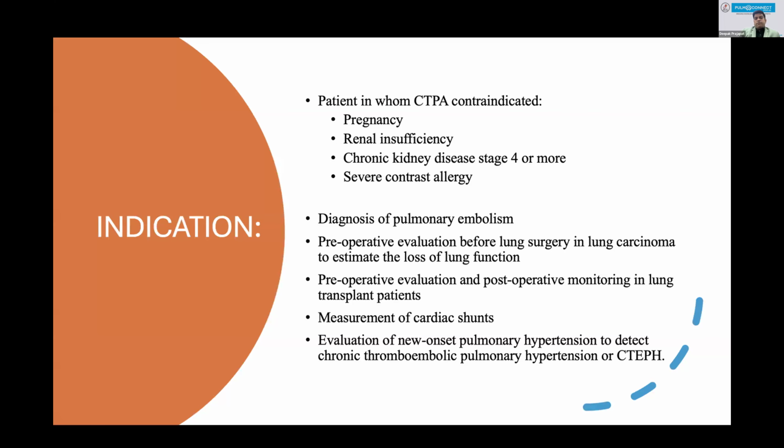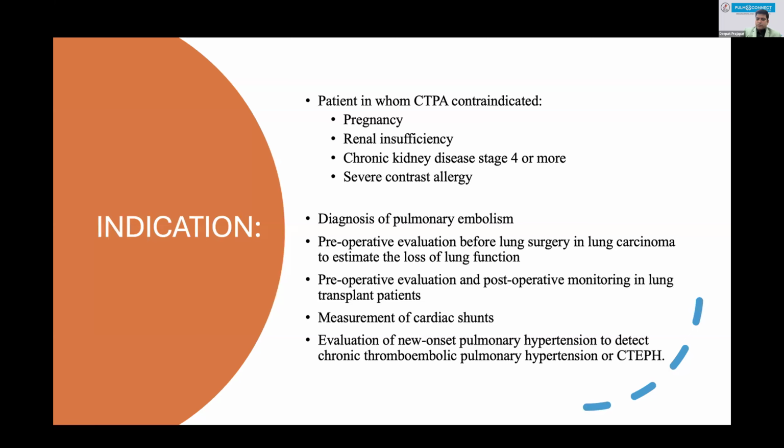Now comes the indication where we can perform the ventilation perfusion scan. Patients in whom CTPA is contraindicated, like in pregnancy, renal insufficiency, chronic kidney disease stage 4 or more, and severe contrast allergy. After 20 weeks of pregnancy, the CTPA is allowed with the abdominal shield. But in patients in whom the pregnancy is of less than 20 weeks, the ventilation perfusion study is recommended.